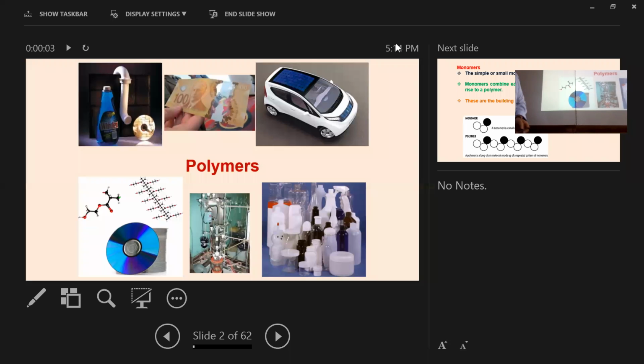Though the color is not very good, we would like to learn something about the polymers. Please keep quiet. If you have anything to say, please tell me. Then we can share with everyone. Okay. Today we are going to learn about polymers.